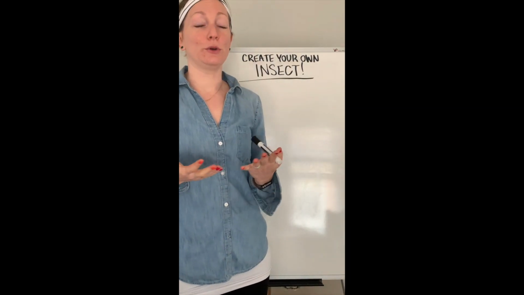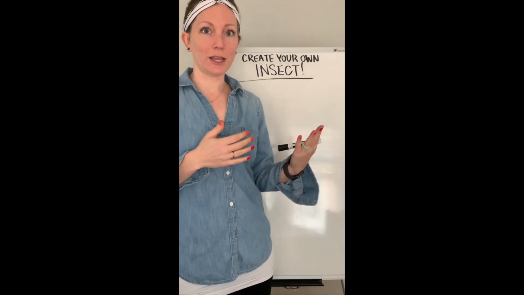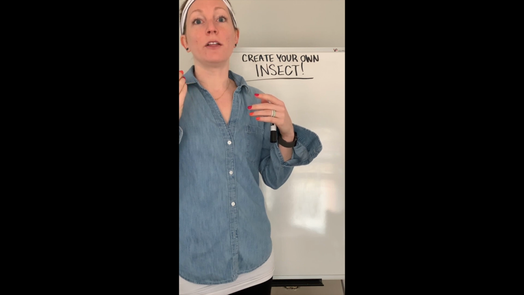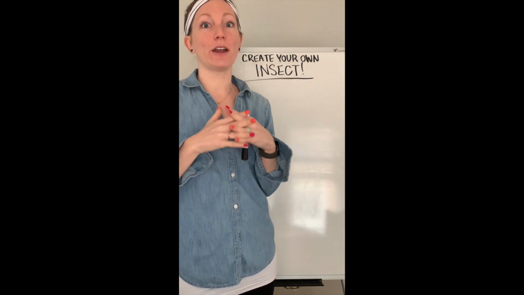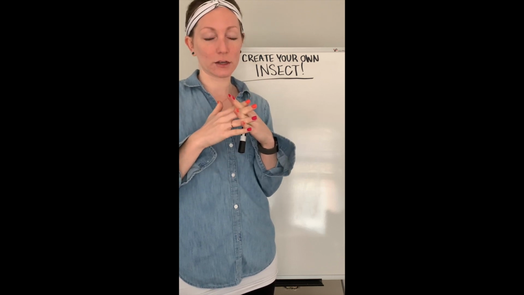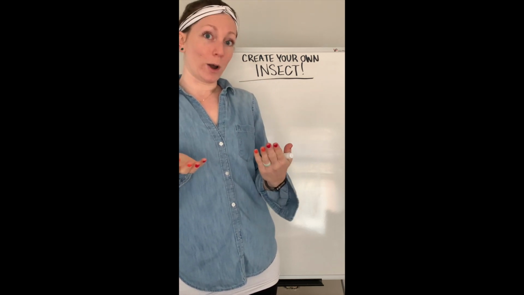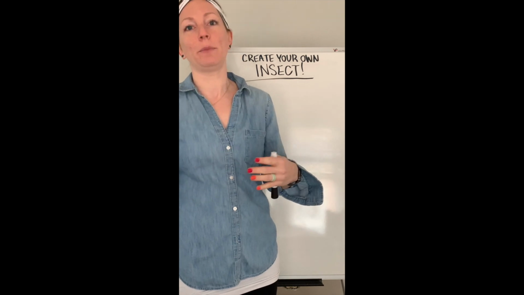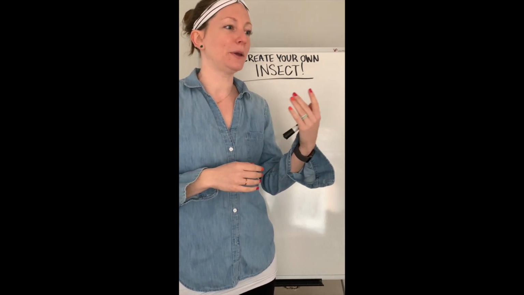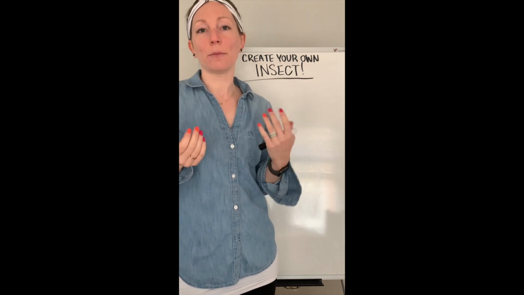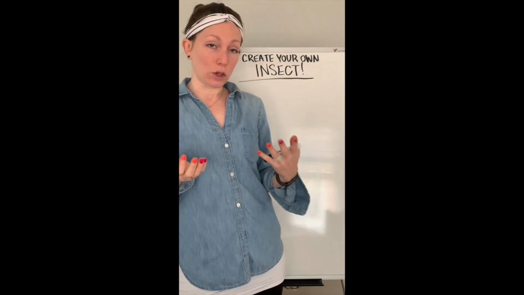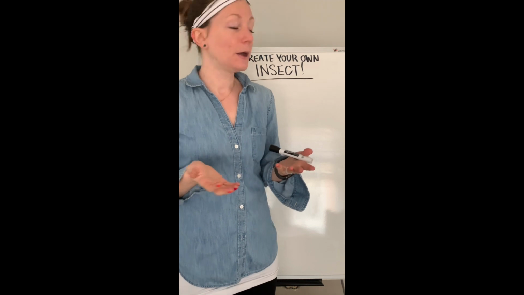So now what we're going to do is we're going to take our knowledge of symmetry, we're going to take our knowledge of the parts of an insect, and then we're going to combine them to create our very own new insect. So what you want to avoid is going online and finding a picture of a butterfly or finding a picture of an ant and redrawing it. You want to be creative and think about different ways and different shapes that you can use for your insect.